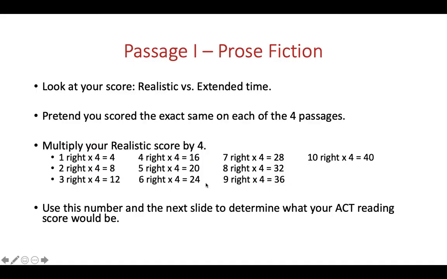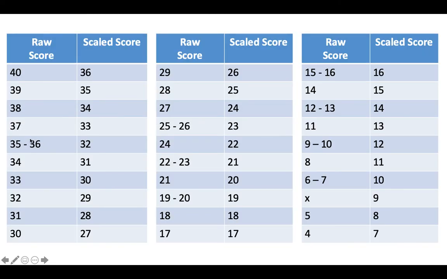Let's say you get 9 right on all 4 passages, that's a 36. So you look over here at 36, and that would be a 32 on the ACT reading test. And you'll notice that it drops really fast. I mean, you have to get them all right to get a 36, 1 wrong for a 35, 2 wrong for a 34, 3 wrong for a 33. It drops really, really quick at the top.